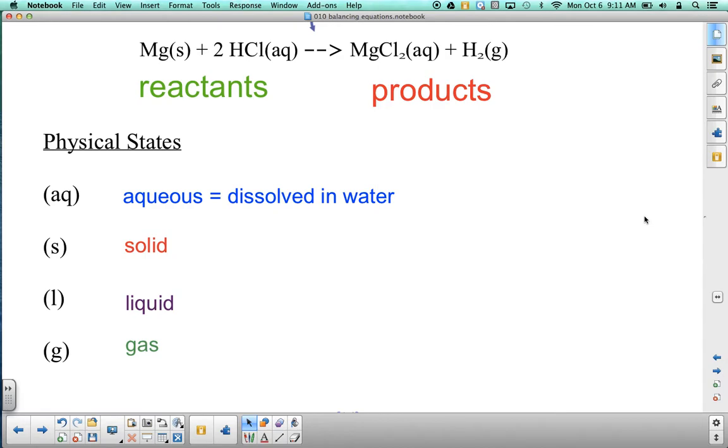S stands for solid, L stands for liquid, and G stands for gas. The less familiar one is AQ, which stands for aqueous, meaning dissolved in water. You will see this one very frequently as a number of chemical reactions happen between reactants that have been dissolved in water, and this is the physical state on all acids, like the hydrochloric acid in our example equation.